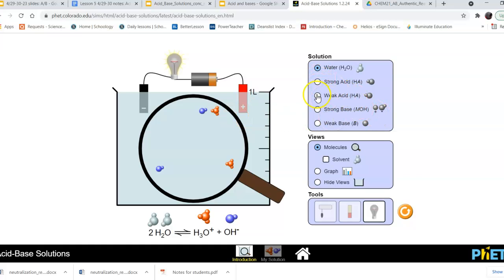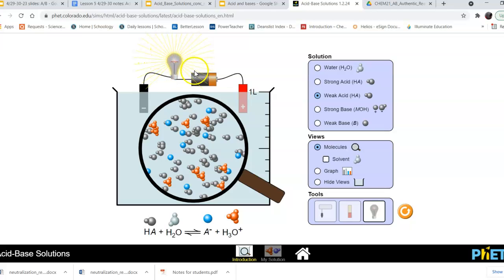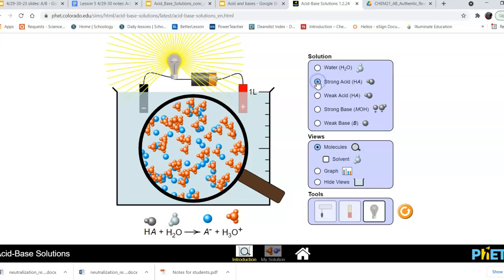Let's look at a weak acid. A weak acid does conduct electricity, and the reason why is because it has charges, the negative here and the positive here, and remember that the ability to conduct electricity has to do with the strength of the ions. However, if you compare that to a strong acid, a strong acid conducts way more electricity, and again, because it's fully dissociating, so there's more of it. So you can think about it that way.